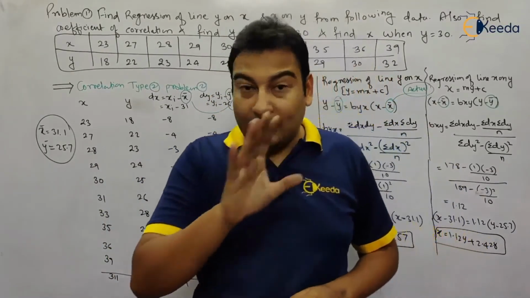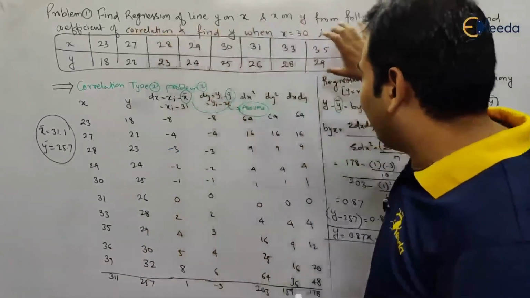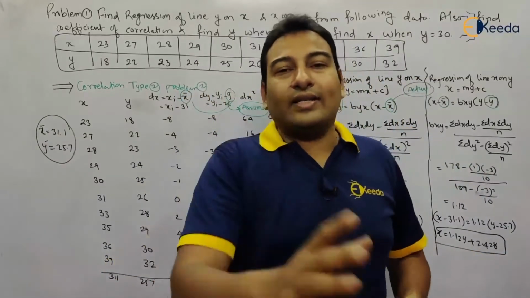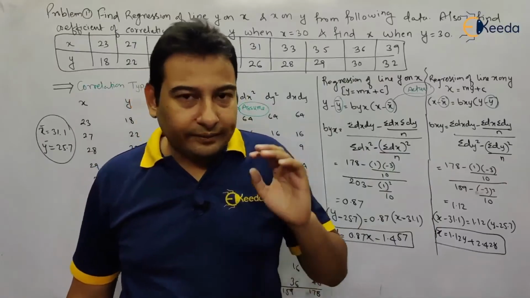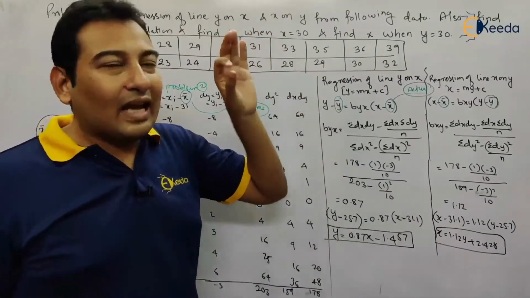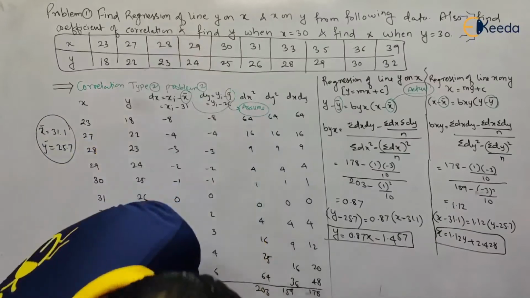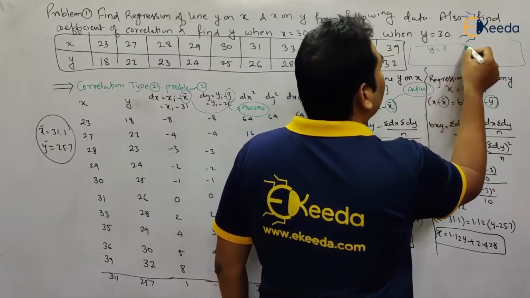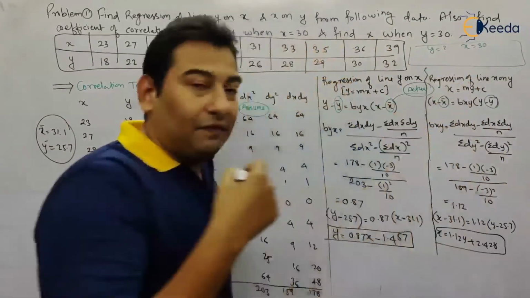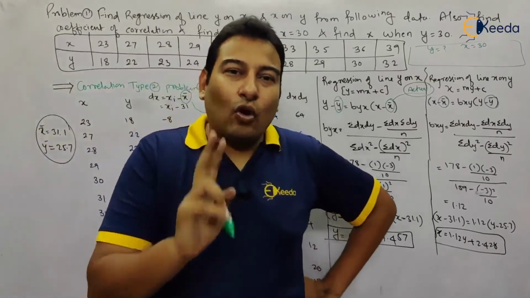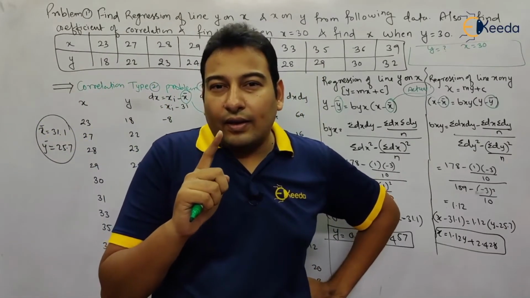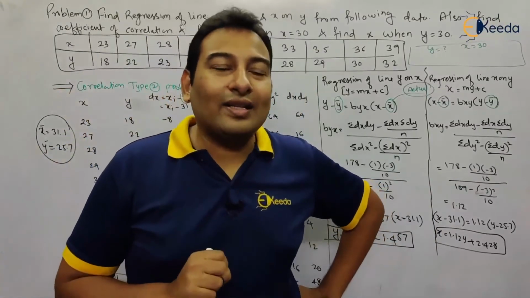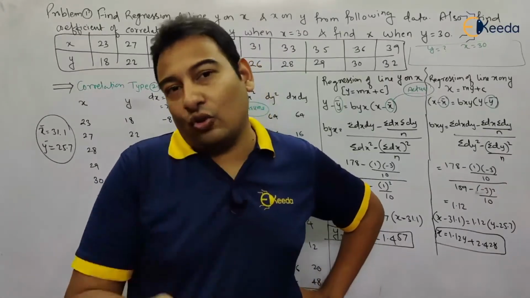If data is given, listen to me very carefully. Let's say this is the data given, and it is directly asked to find y when x equal to 30. See here, it's directly asked to find y when x equal to 30. If this is the case, you have two options. What are the two options that you have? Finding regression of line y on x, or the second option is finding regression of line x on y.